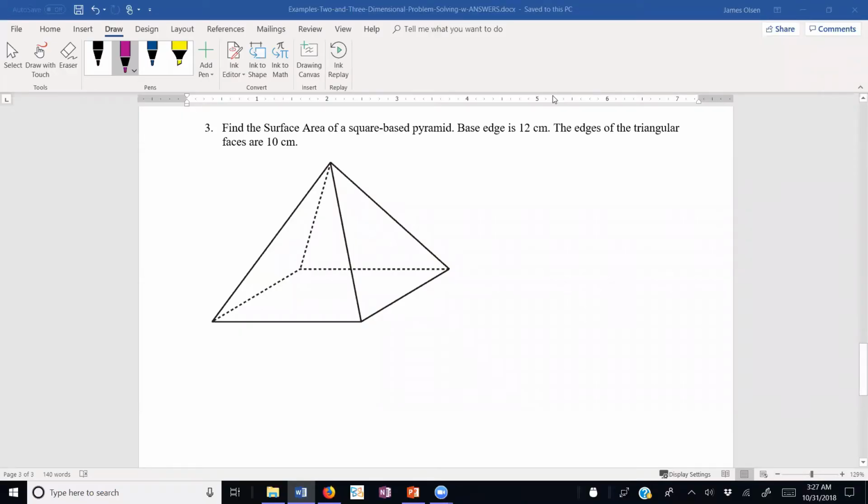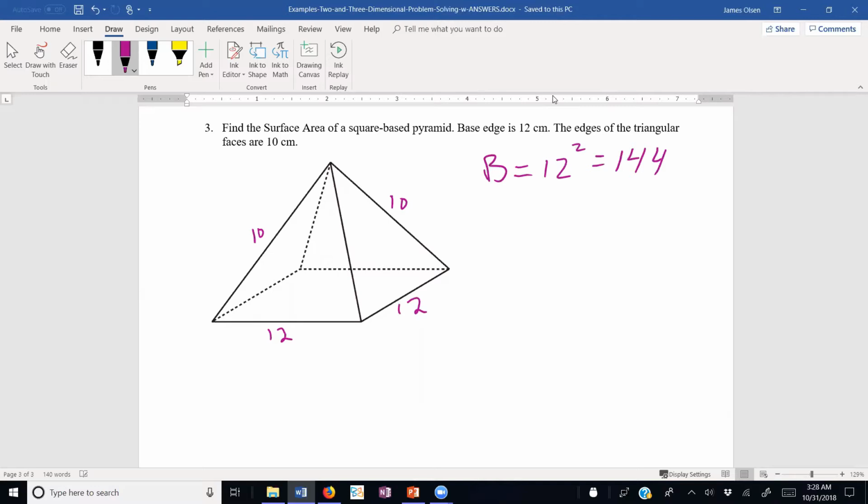So here is our third example. Find the surface area of a square-based pyramid. The base edge is 12, and the edges of the triangular faces are 10. So we have 10 here, 10 here, 10 here, and 10 on that dotted one in the back. And down here, I have 12 on each of the sides of the square. I won't label the dotted ones. So, as usual, we need to calculate the area of the base, and that's easy in this case. It's 12 squared, which is 144.